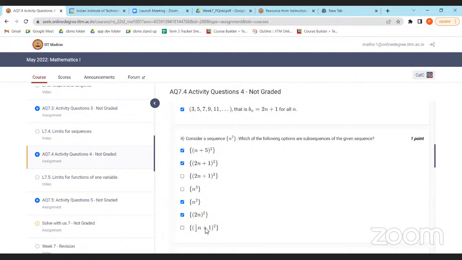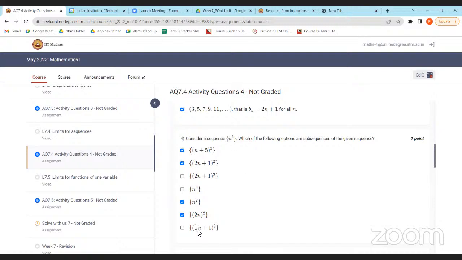Just tell me. If I put 3 here, sir, I will get 5 by 2, then 25 by 4. It is not present in my sequence, right? 9 we will not get. So it will be applicable only when my n is an even number, that is 4, 6, 8, right? It should be applicable for all the natural numbers. It should be applicable for the whole sequence, right?